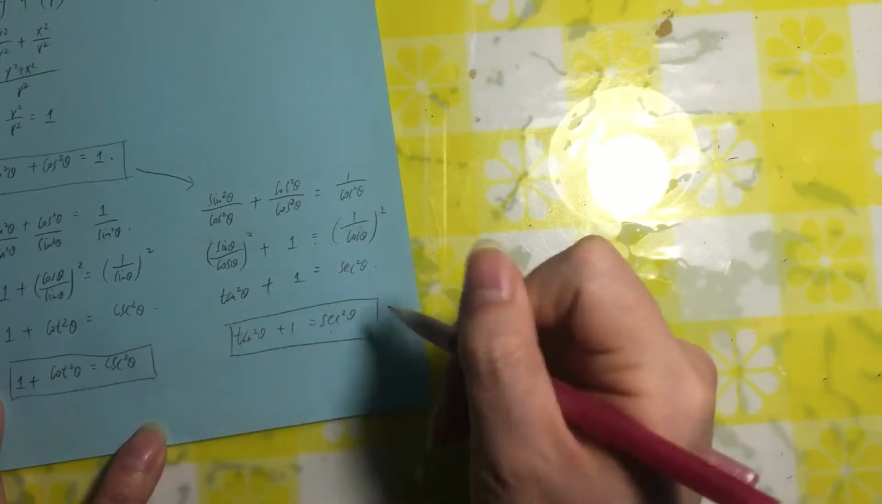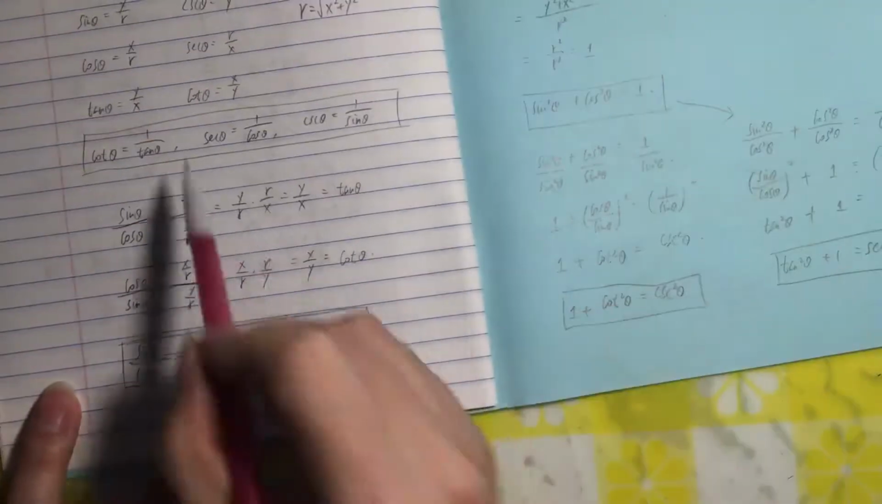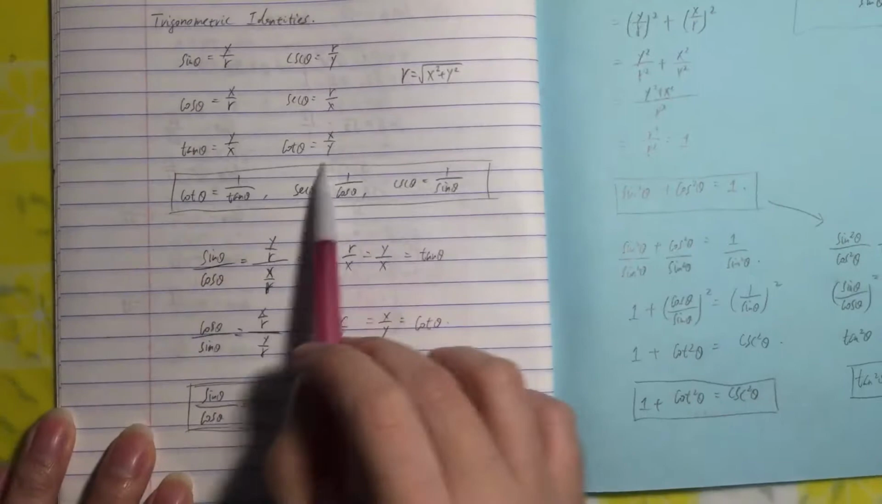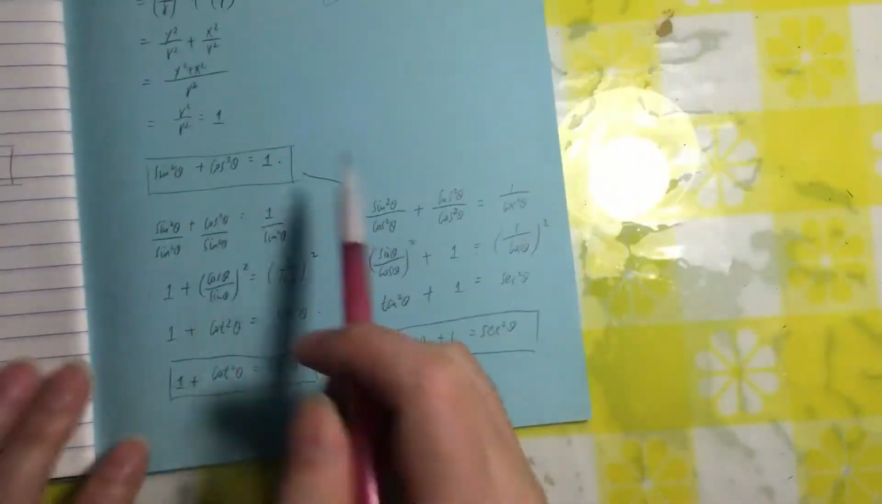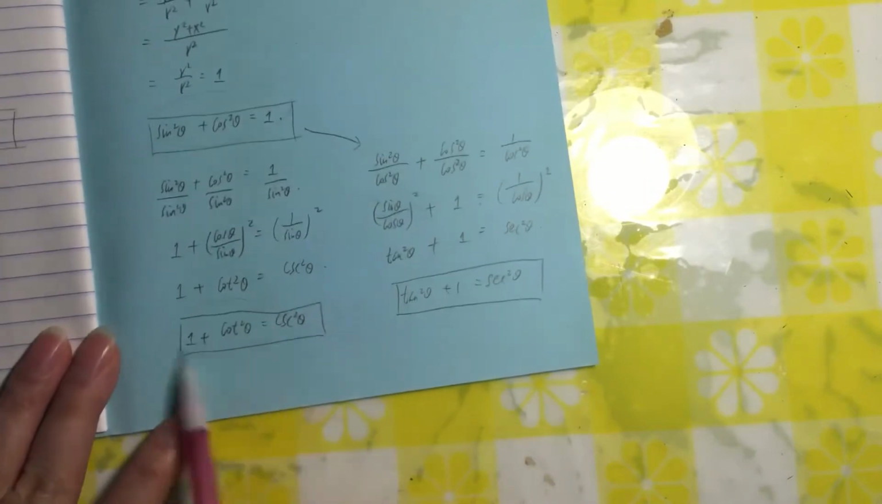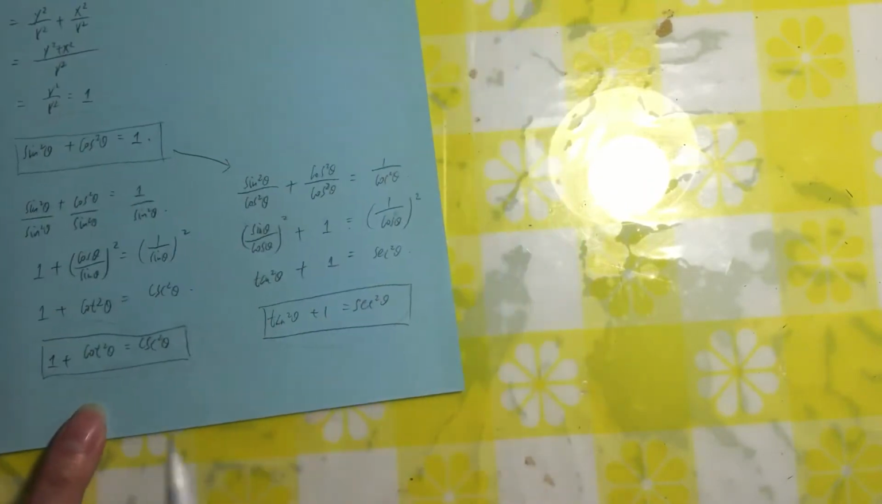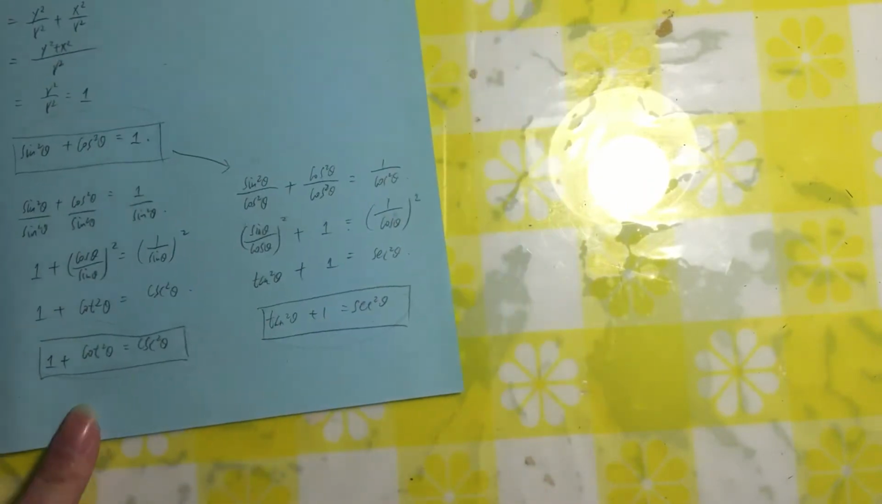So memorize these identities, and these three identities. Memorize these eight trigonometric identities.